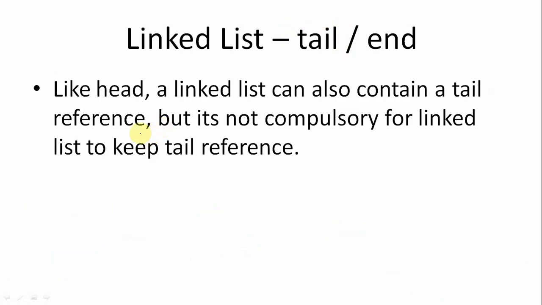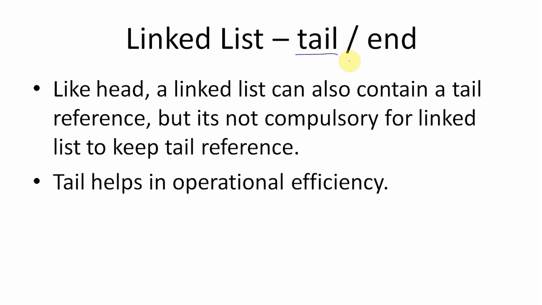So, like head, a linked list can also contain a tail reference, but it is not compulsory for a linked list to keep a tail reference. Whenever we want operational efficiency, we can include an extra reference in the linked list class or implementation which contains a reference to the last node. So keeping a tail is not necessary. Sometimes we keep a tail, other times we do not. But if you keep a tail, it will improve the operational efficiency of your linked list. So tail helps in operational efficiency.